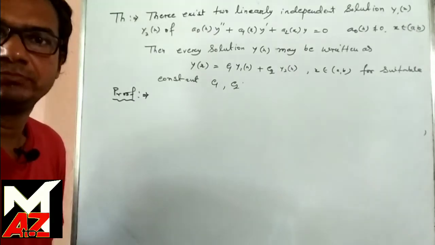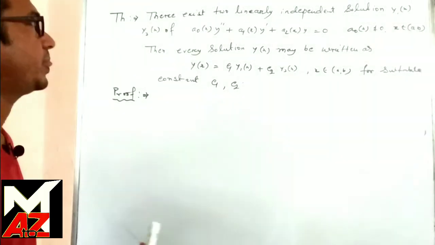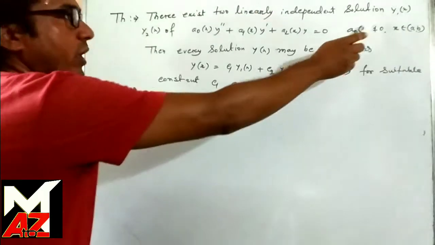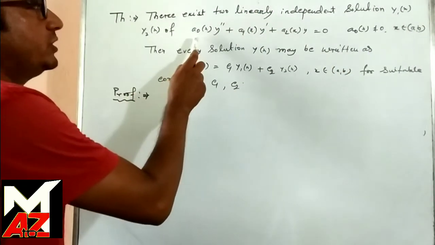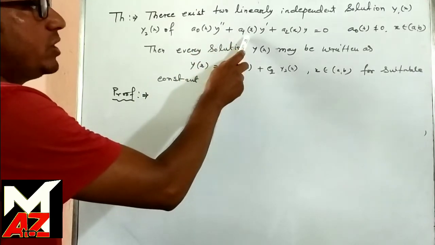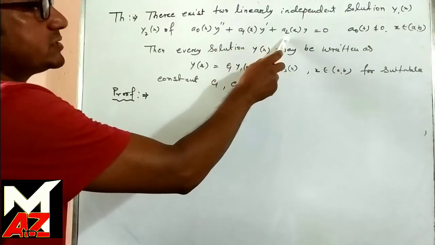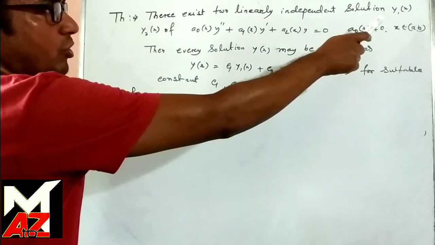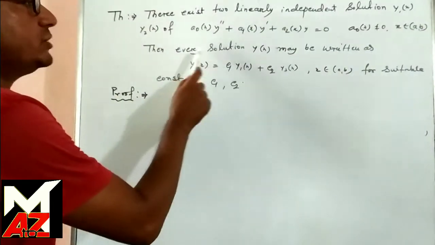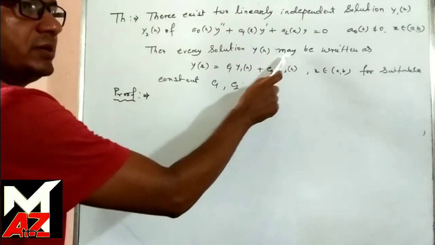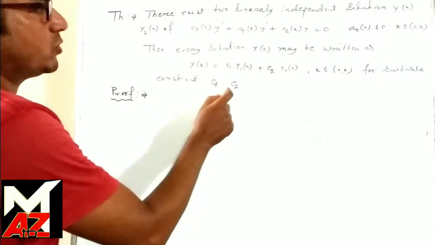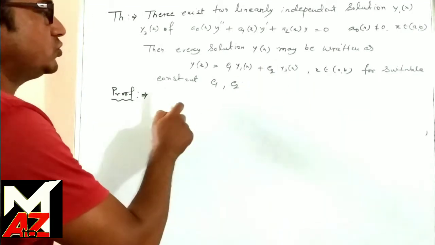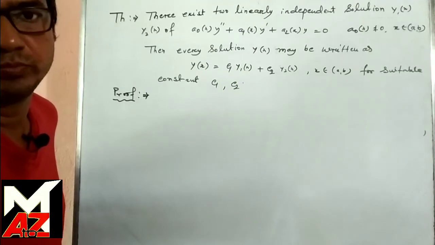The second theorem of the class: there exist two linearly independent solutions y1(x) and y2(x) of a0(x) y'' + a1(x) y' + a2(x) y = 0, where a0(x) is not equal to 0 for all x belonging to (a,b). Then every solution y(x) may be written as y(x) = c1 y1(x) + c2 y2(x), where x belongs to (a,b), for suitable constants c1 and c2.